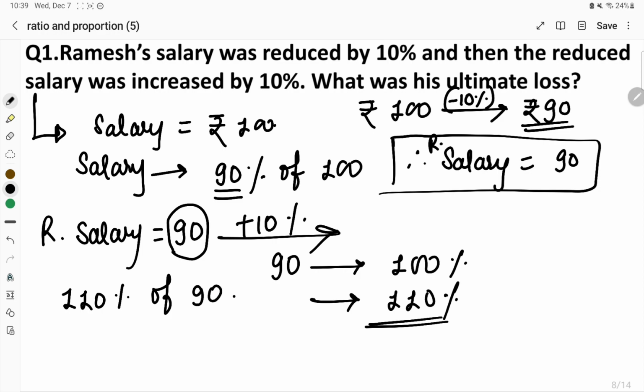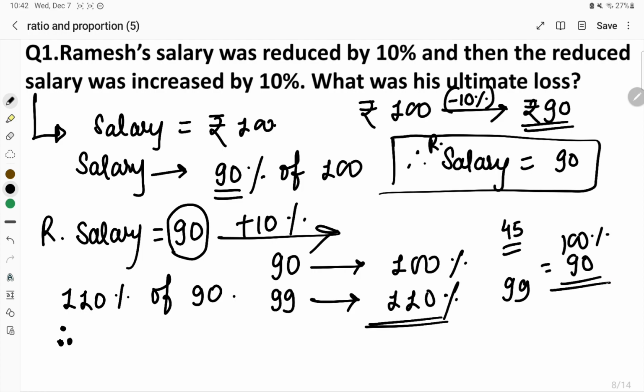So we have to calculate the salary. The 110% of 90 is nothing but 99 rupees. If you are not able to understand how we calculated the 110%, simply understand that 110% means 100% plus 10%, where for 100% the value is 90. And as I told you, whenever we have to calculate 10%, we put a decimal point after one digit.